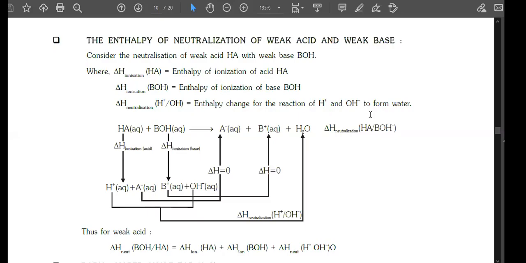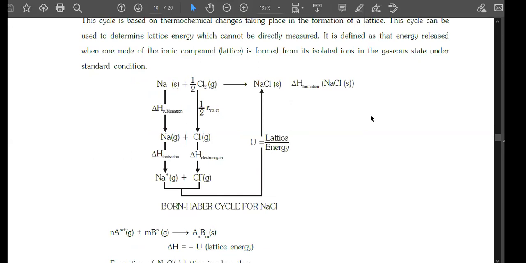Okay, everyone. So last topic is your Born-Haber cycle. Born-Haber cycle is net energy change in a reaction. So see, we have Na solid plus half Cl gas gives NaCl. So you have to find what is the energy change for the formation of NaCl, right? It is very easy actually. Now just think about this. We know that NaCl is formed by Na plus and Cl minus giving NaCl. Yes or no? Step by step.